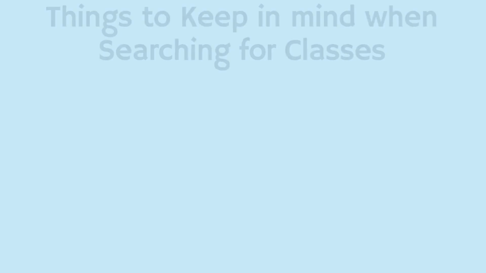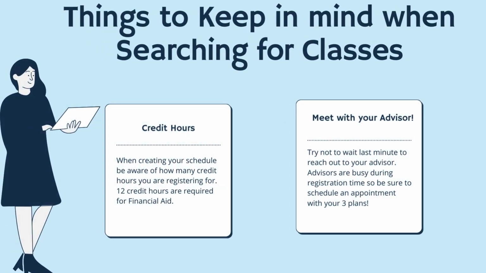Some additional information to keep in mind when searching for classes and planning your schedule is your credit hours. 12 credit hours are required to be considered for financial aid. Advisors will recommend that when making your schedules that you aim for 15 credit hours. 15 credit hours is recommended because if you decide to drop a class, it won't drop you below the financial aid requirement. Whereas, if you only have 12 credit hours and you want to drop a class, you would be disqualified for financial aid.